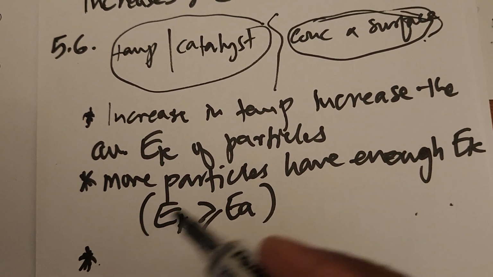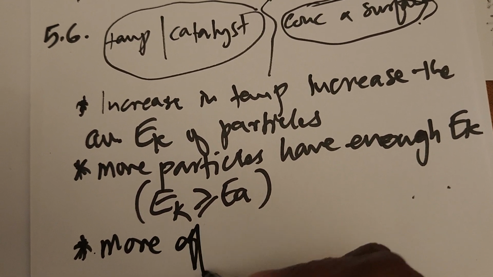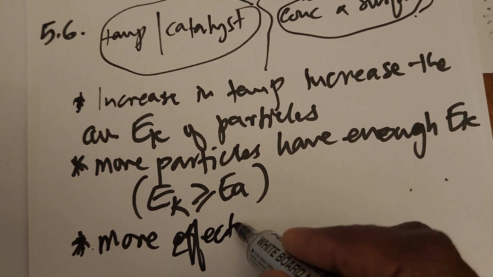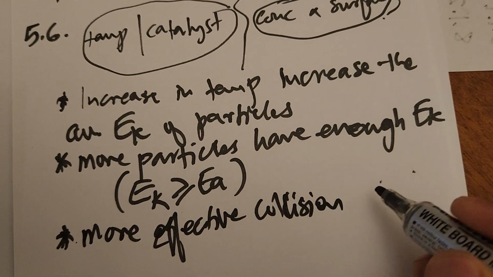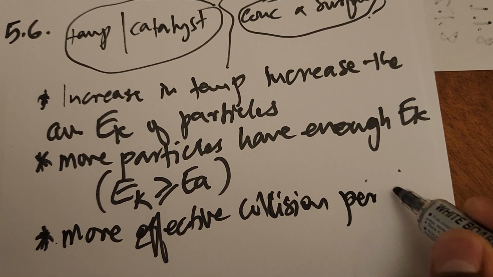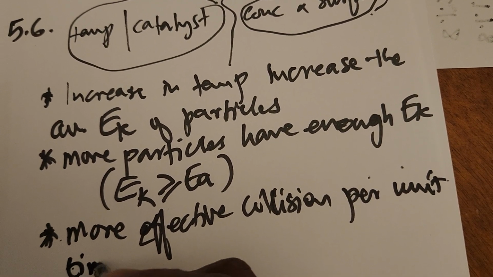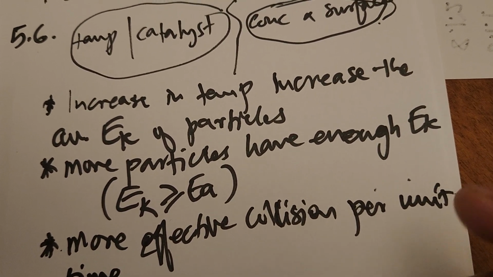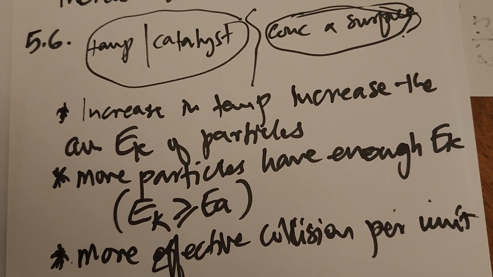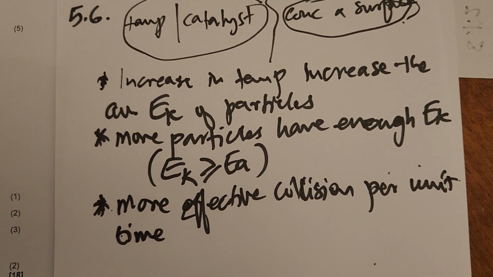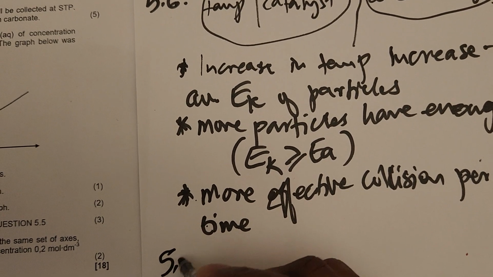If you don't want to say more, the more is easier, more effective collisions. That's the next point. More effective collisions. Remember, this will be qualified if you write the words per unit time or per second. So per unit time or per second, or even saying the frequency of effective collisions increases. Also that one will give you the mark. That's the 3 points.